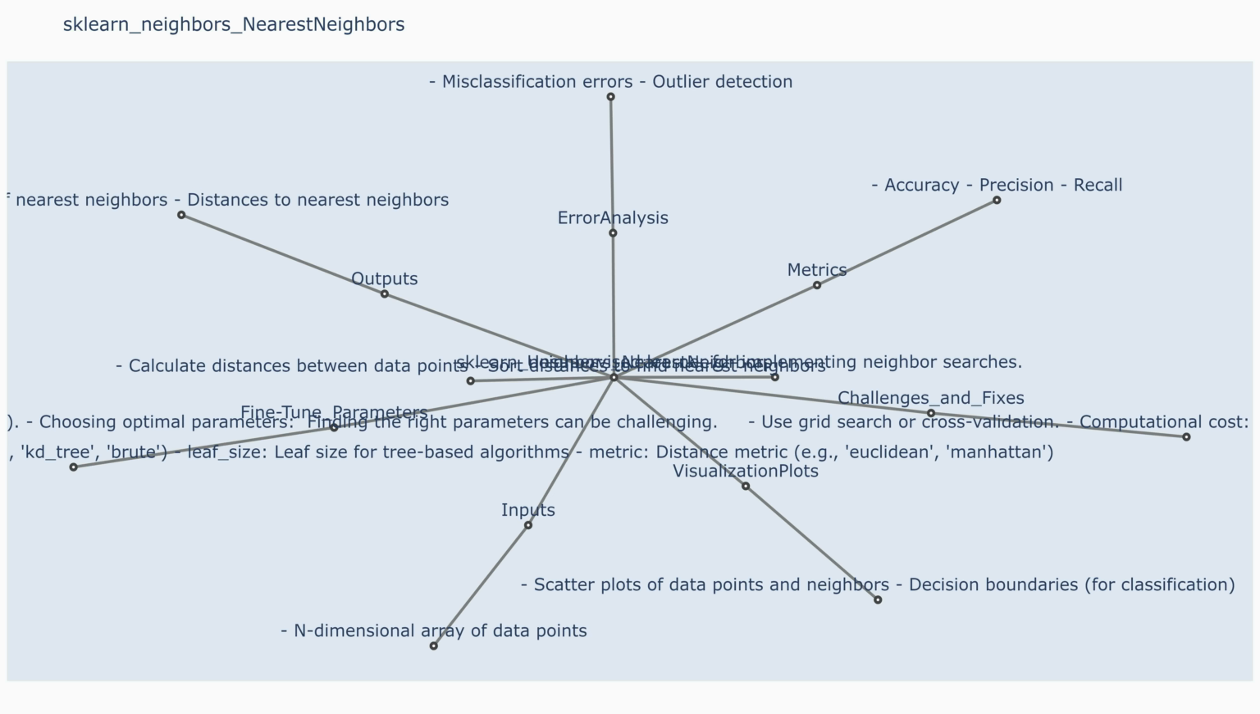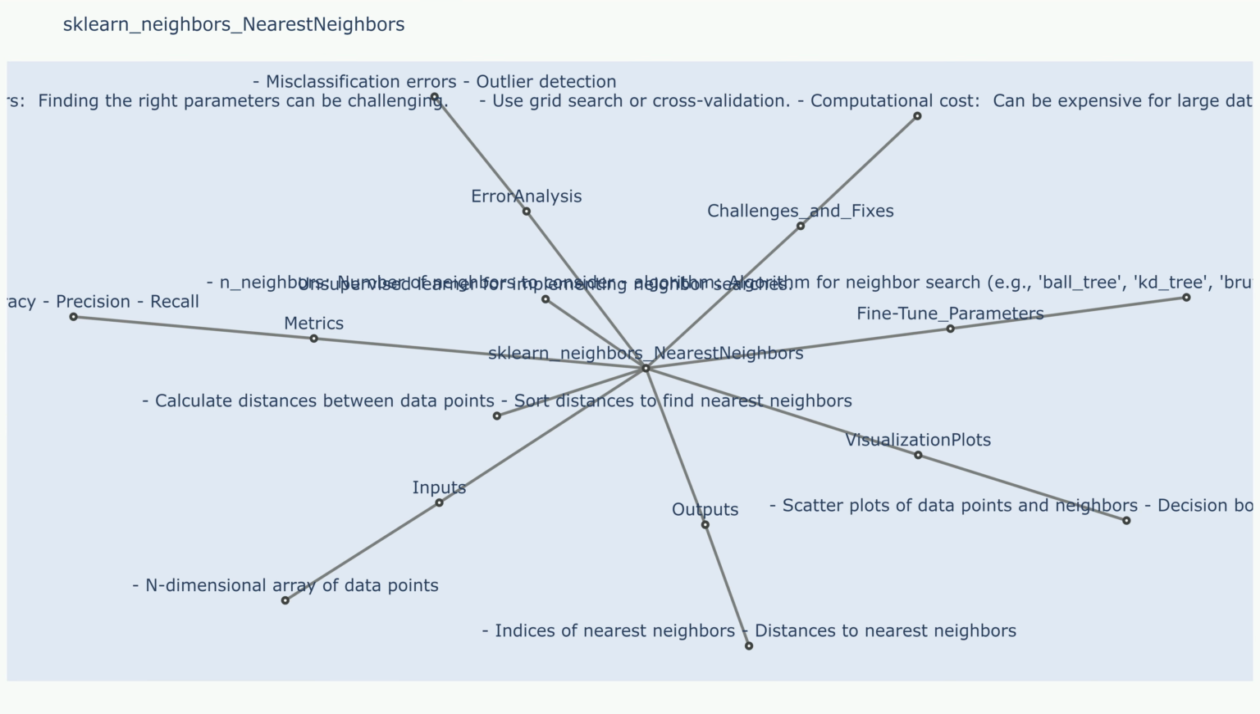sklearn.neighbors.NearestNeighbors. Description. The NearestNeighbors class in scikit-learn is a powerful tool for finding the closest neighbors to a given point in a dataset. It uses various distance metrics to determine the similarity between points and offers several methods for finding neighbors based on specified parameters.